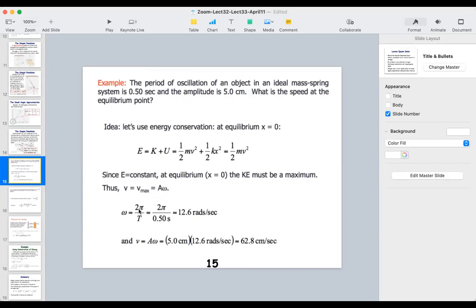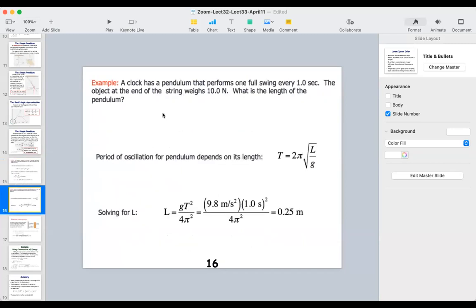So omega is going to be equal to 2 pi divided by T, which means 2 pi divided by 0.50 seconds, which is 12.6 radians per second. And the velocity, now we are able to calculate it because it's A omega, so it's 5 centimeters multiplied by 12.6 radians per second, which gives 62.8 centimeters per second. Is it clear? I think it's pretty straightforward after everything we said. Yeah, I think so.